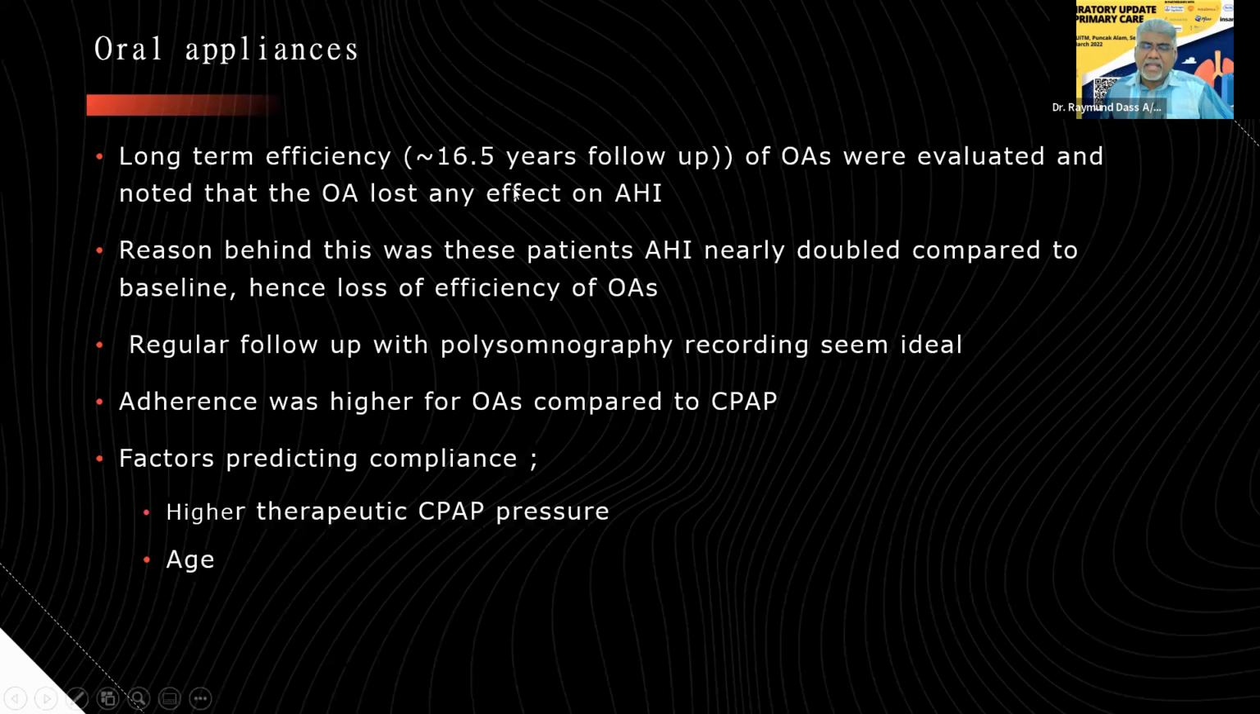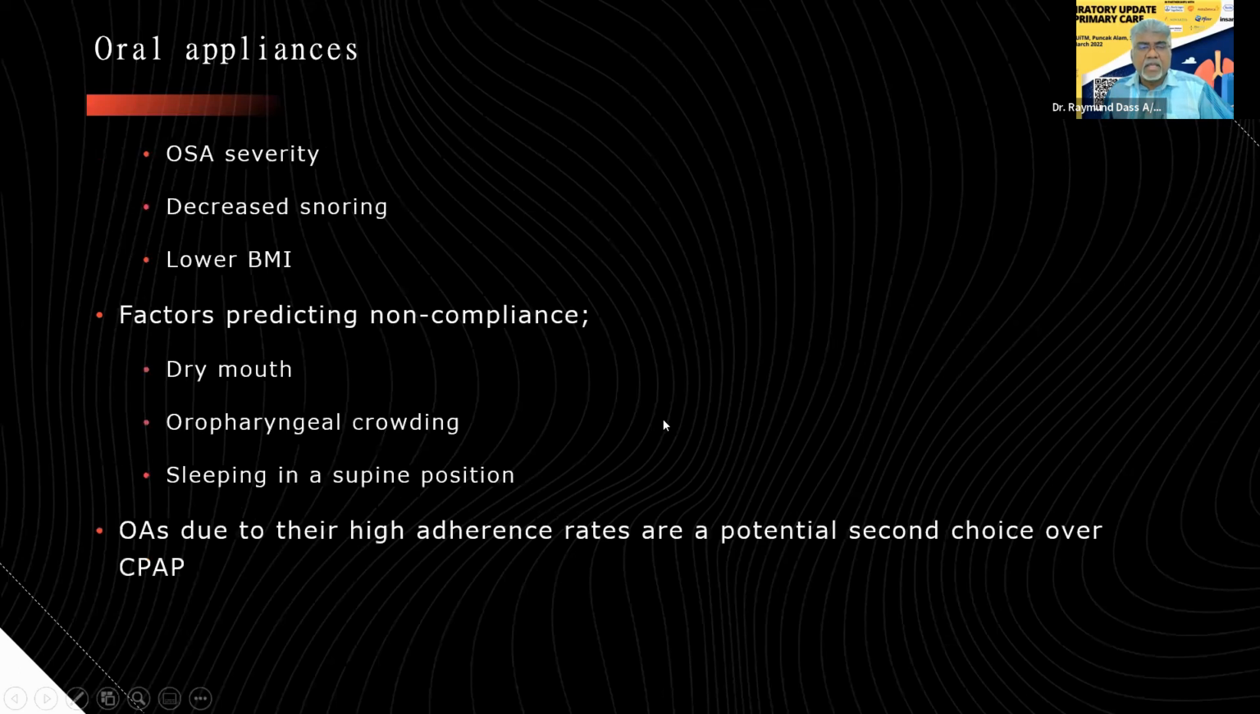So that's why, after about 16.5 years of using an oral appliance, you notice that it is not as effective as it was on the first day they used it, because of the loss of tone and the aging process of all our structures, right? So usually what we do is repeat the polysomnography with the oral appliance to see whether the patient still has OSA or not.